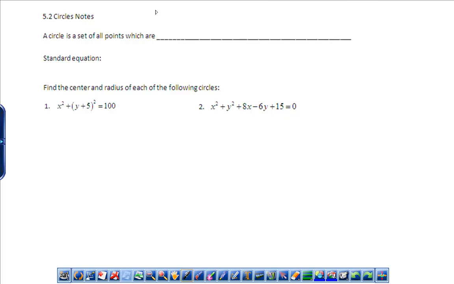Okay, this is 5.2 circle notes. First of all, I want to start off with the definition. A circle is a set of all points which are equidistant from a fixed point.